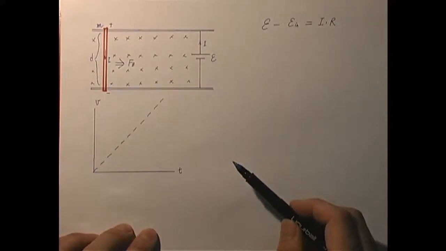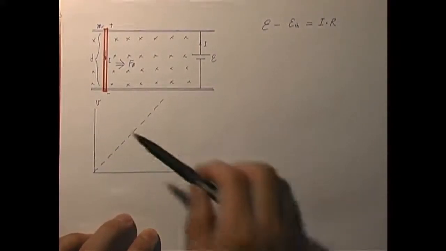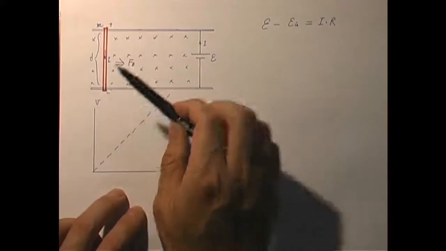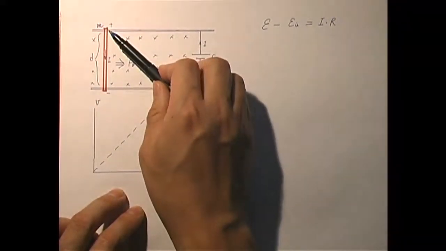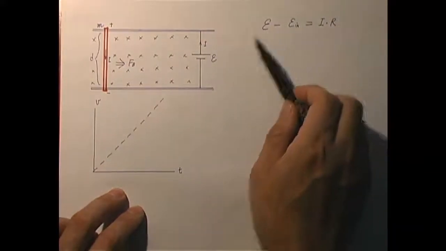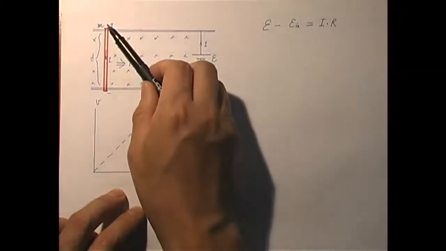As a matter of fact, at some speed, the bar is moving so fast, it is cutting through the field lines so fast that it is generating an induced EMF which exactly matches the original EMF, except in the opposite direction.